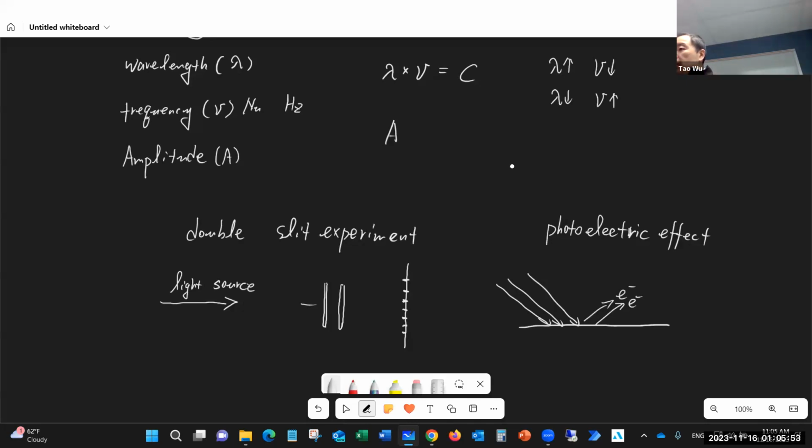So he had the idea that light is just like a discontinuous particle, and this particle shoots on the surface of the metal. If this particle carries enough energy, then it will knock the electron out. But of course, if the particle does not have enough energy, then it doesn't do anything.